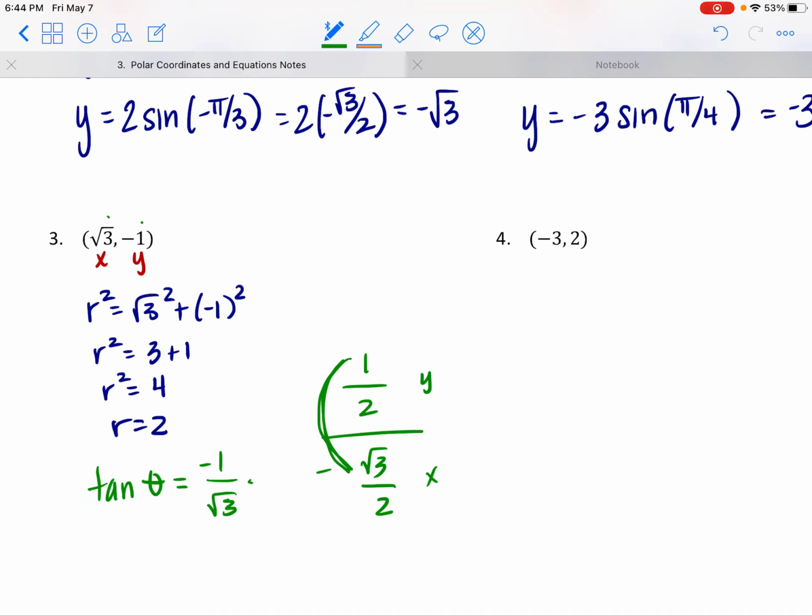So what we need to establish is where is this? We need coordinates like this, right? We need a radical 3 over 2, and we need a 1/2, and we need one of them to be negative. The question is which one?